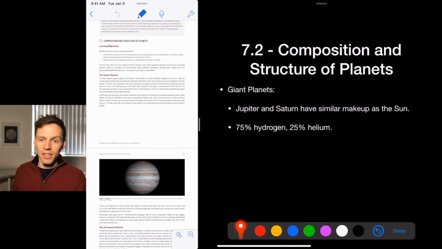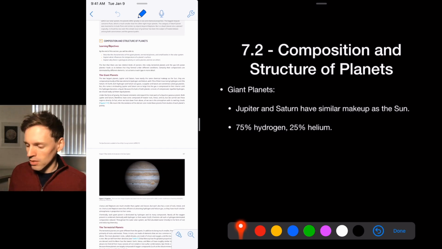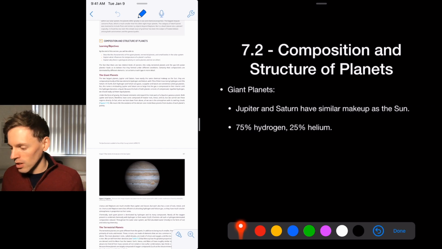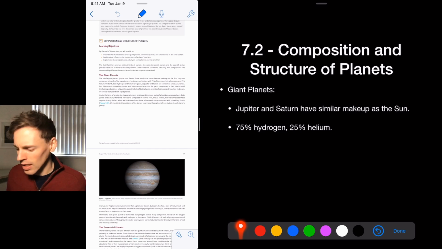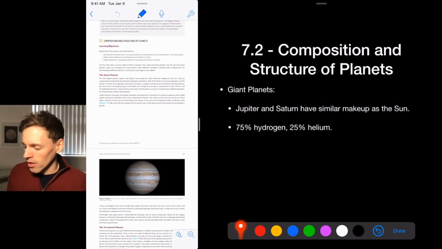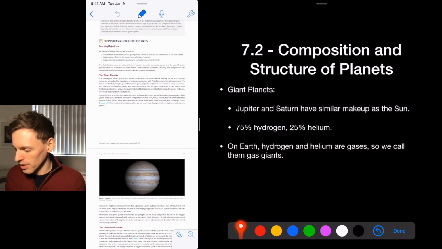So on the giant planets, Jupiter and Saturn have similar makeups as the Sun. This is an important thing, make sure you know this because when we talk about stars, it'll be useful to know. The Sun is made up of 75% hydrogen and 25% helium. That helium is coming from the hydrogen being burned into it. So a quarter of the hydrogen in the Sun has been turned into helium, basically. Almost. That's almost true. Okay, we'll talk about it later. But Jupiter and Saturn are similar in their compositions, about 75% hydrogen, 25% helium.